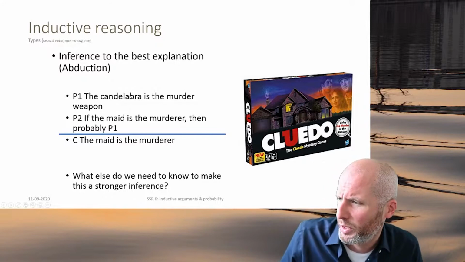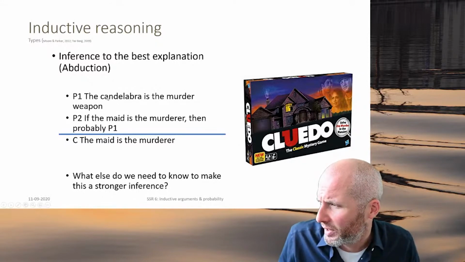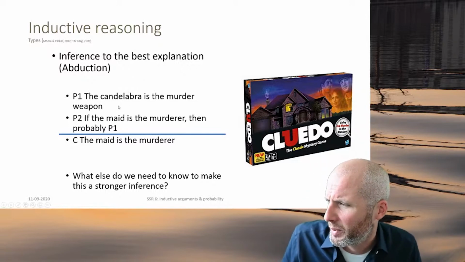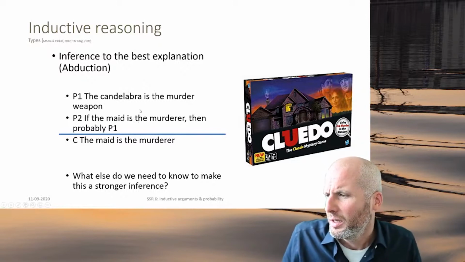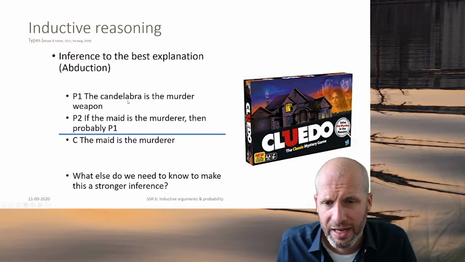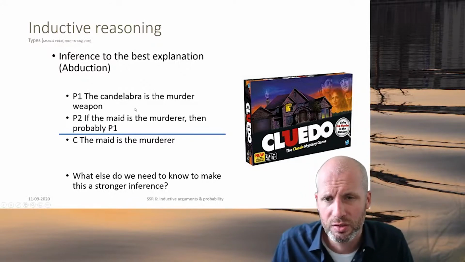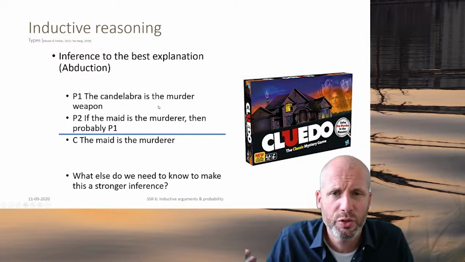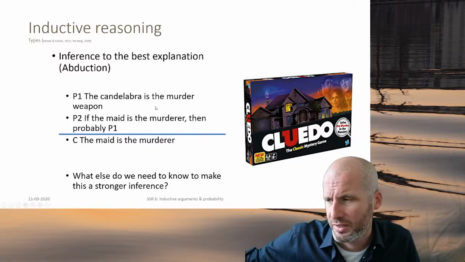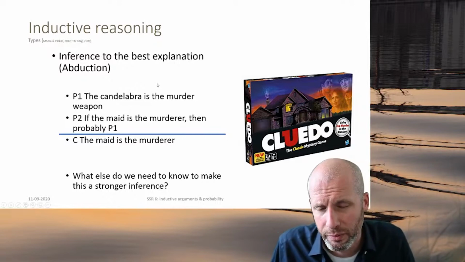So for example, if we apply this to a Cluedo example, and you have found out that a specific weapon, the candelabra, is the murder weapon, then you can consider, given that this is the murder weapon, how likely is it that suspect X would be the murderer, or suspect Y, or suspect Z. This is what you should do when playing Cluedo, right? So I found the murder weapon, I found a couple of clues. Given this information, given this data, how likely is this to be true, or that to be true?